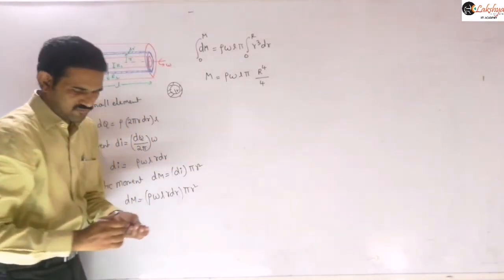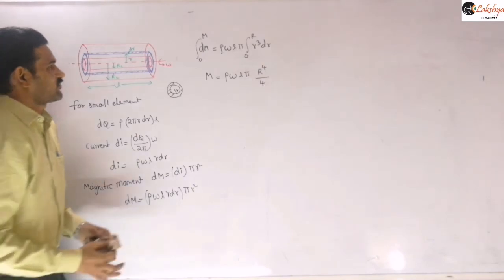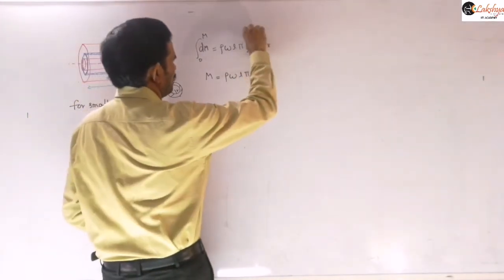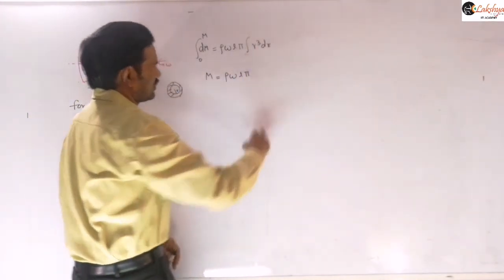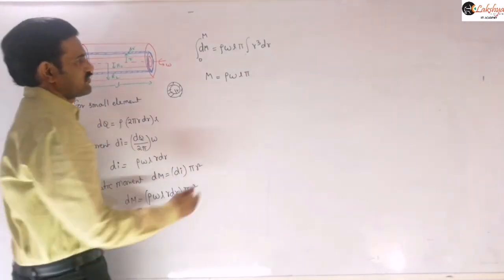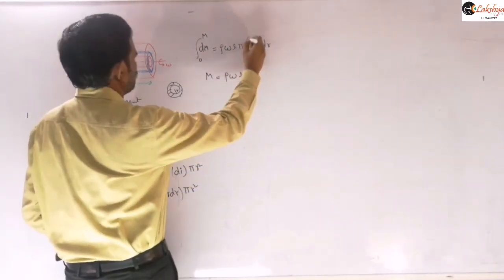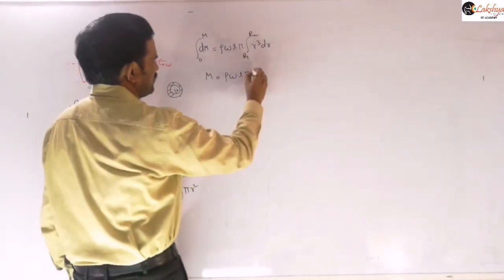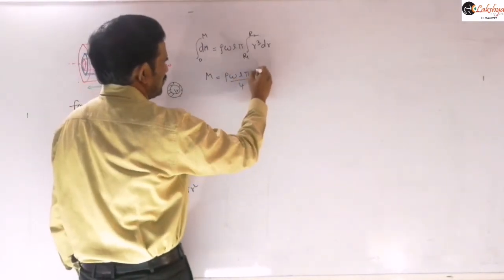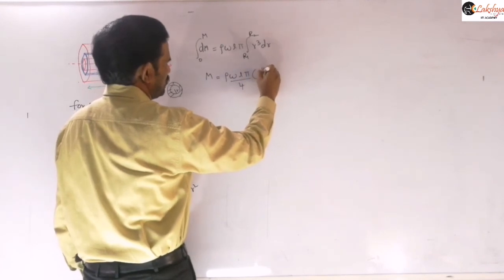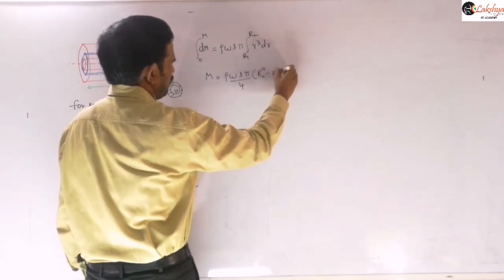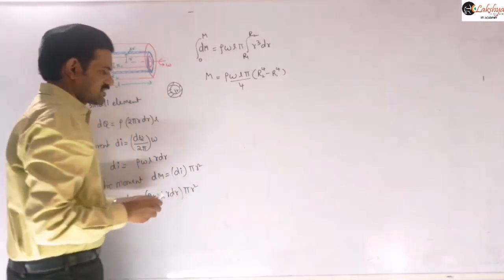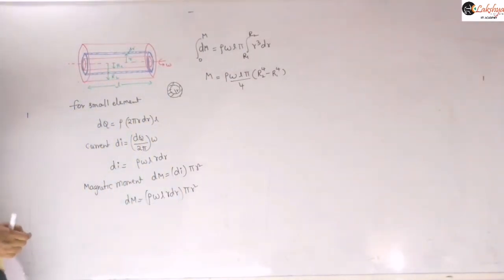Sorry, the limits are not from 0 to r, we need to take from r1 to r2. It is a hollow pipe we are taking there, so the limits we can write are from r1 to r2, right? So this value will be divided by 4, and you can write it as r2 power 4 minus r1 power 4. So it is the magnetic moment of this element here, that means that total ring.